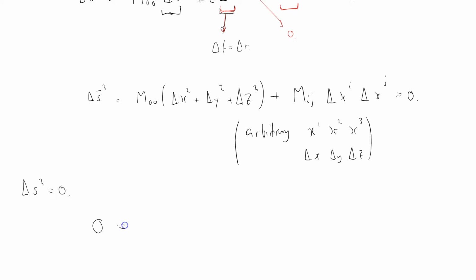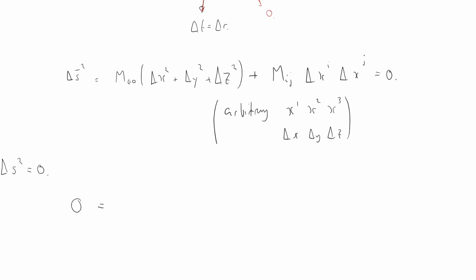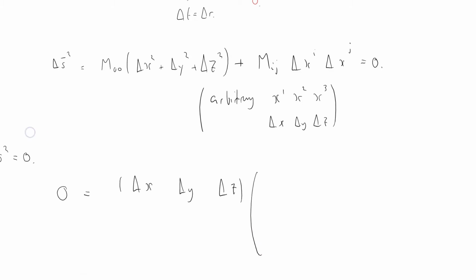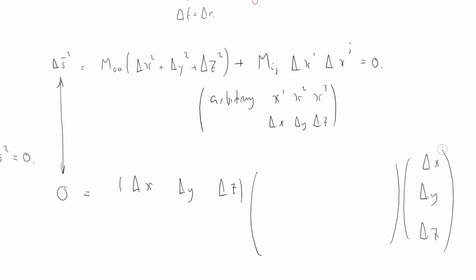We've got 0 is identically equal to delta x, delta y, delta z times a matrix. Let me write it out with a bit more care. Why is it equal to 0? It's 0 because it's equal to that, and I'm choosing a light beam. And now I'm just going to express it as a quadratic form, so I'm going to have a delta x, a delta y, and a delta z.